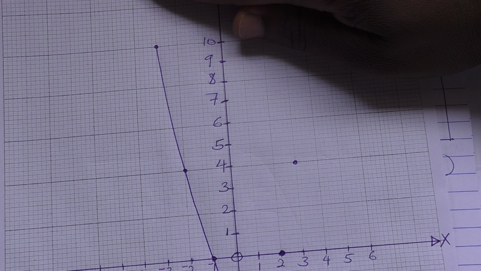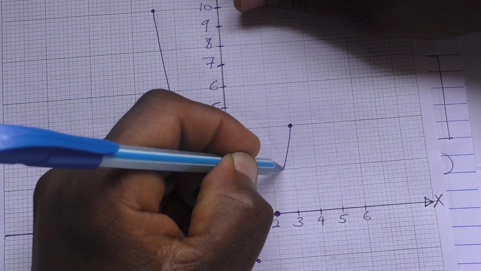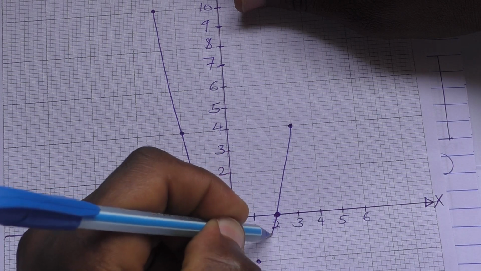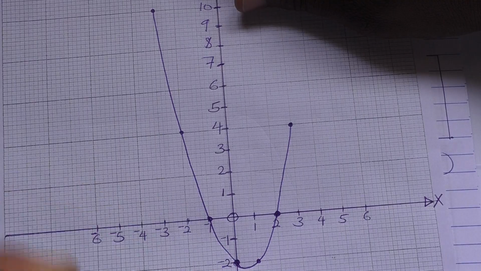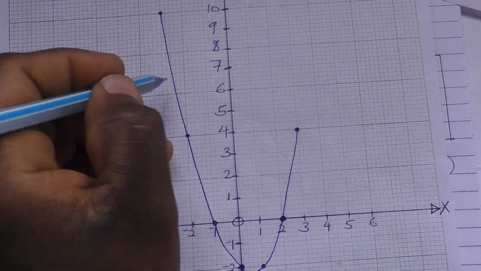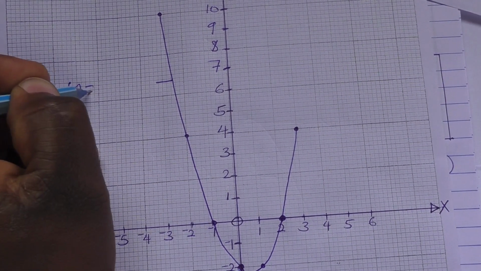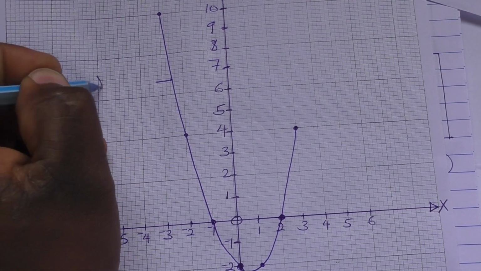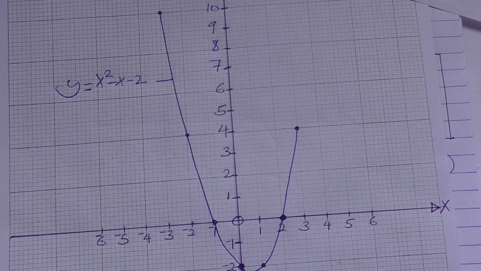That line should be continuous and should not have any sharp corners, even down. So that is our curve, and we must always name the curve. So this is y equals x squared minus x minus 2.